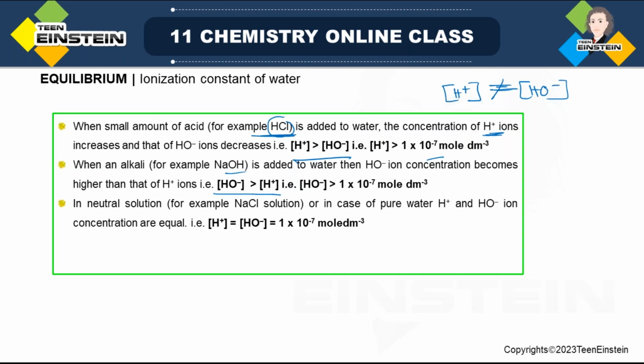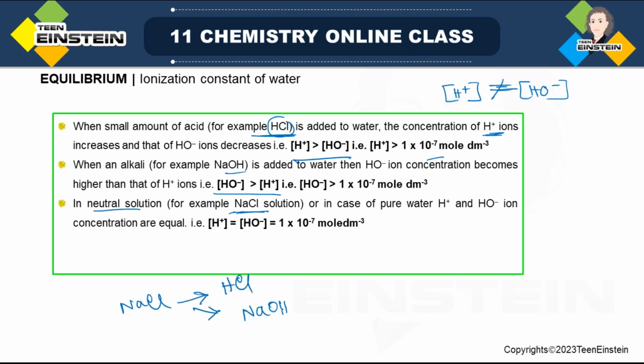But if it is a neutral solution, it can be pure water, or it may be any solution where there is a salt like NaCl. What type of salt? Only those salts which are made from a strong acid and a strong base. So NaCl, if you consider, it is made from HCl and NaOH.